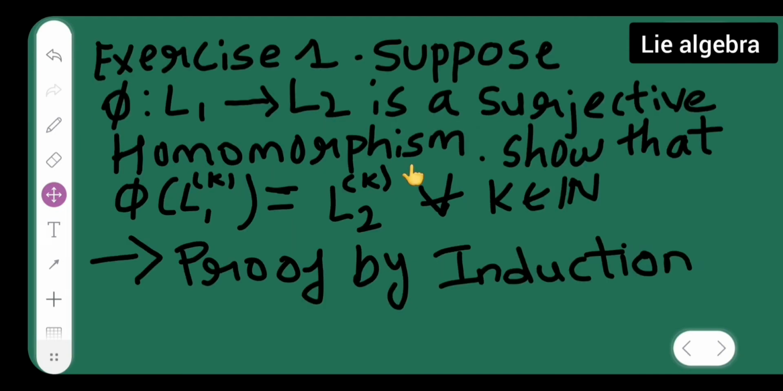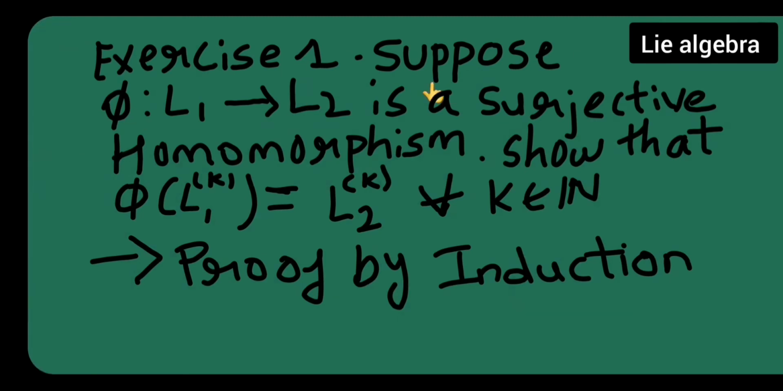Okay, so exercise 1. Suppose phi from L1 to L2 is a surjective homomorphism. This is a Lie algebra homomorphism we are talking about. And I have to show that phi of L1 to the power k in the bracket is equal to L2 to the power k in the bracket, for all k belonging to the natural numbers.